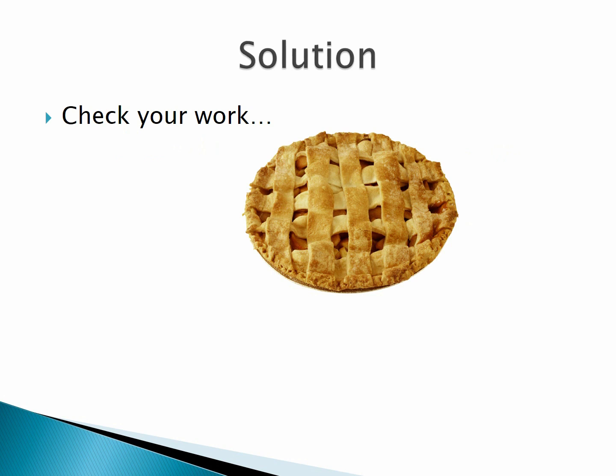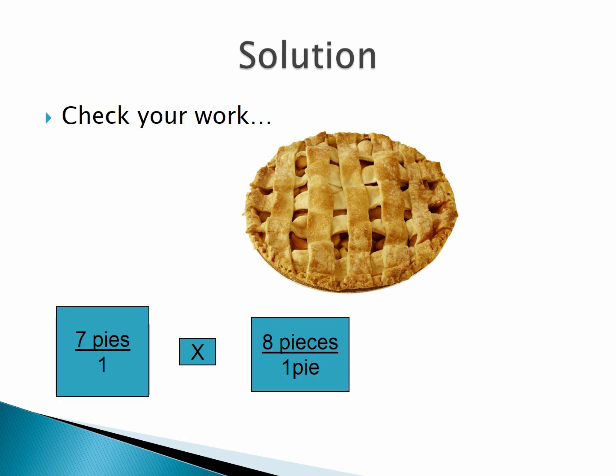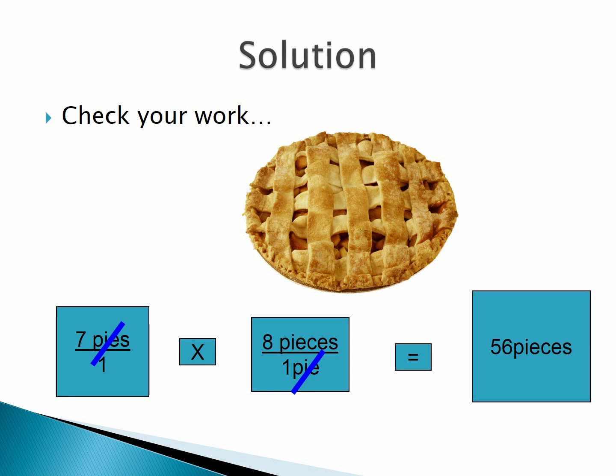Let's check your work. We start with the given value, which is 7 pies. We multiply it by the conversion factor, which is 8 pieces equals 1 pie. We need to cancel out the like units. So the answer equals, you will have 56 pieces of pie.